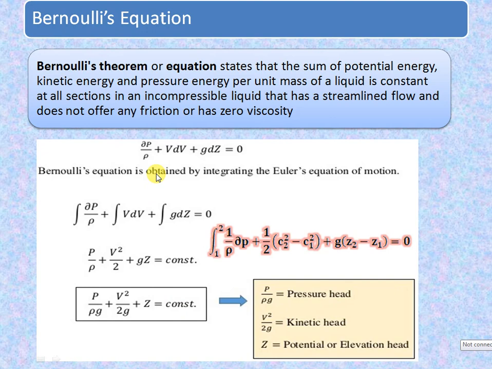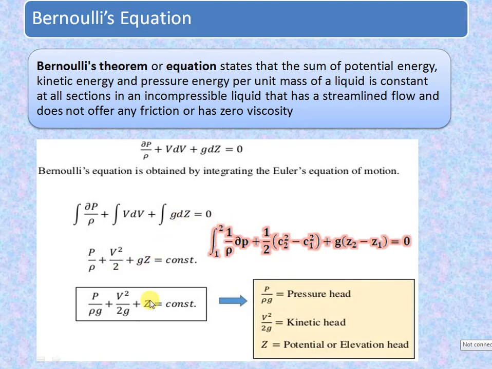So we can derive Bernoulli's equation from Euler's equation. Bernoulli's equation is obtained by integrating Euler's equation of motion, and friends, we know Euler's equation is dP divided by rho plus V dV plus g dZ is equal to 0. Just take integration on both sides, we will get the integration of dP by rho plus V dV plus the integration of g dZ is equal to 0. The integration of 0 is constant. So P by rho plus V squared by 2 plus gZ is equal to constant.